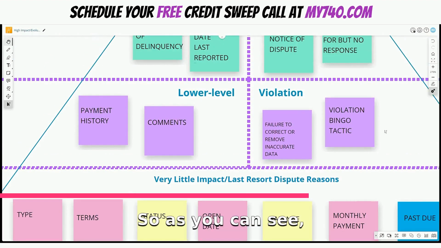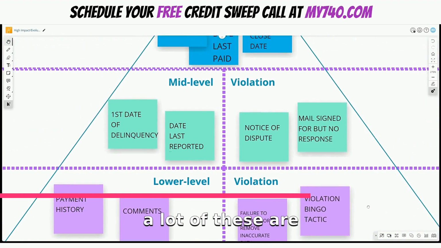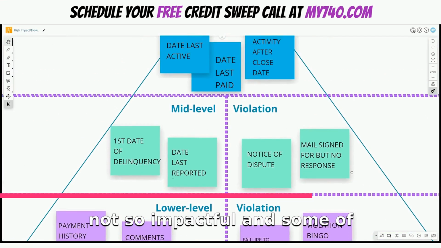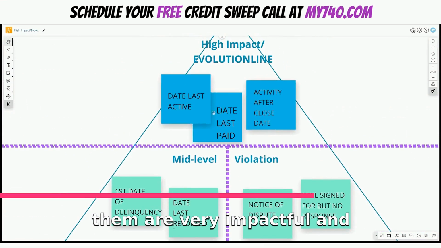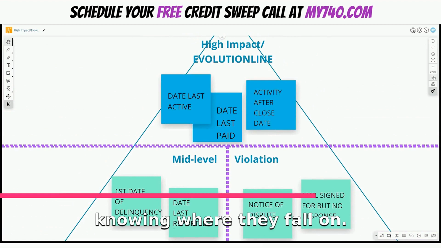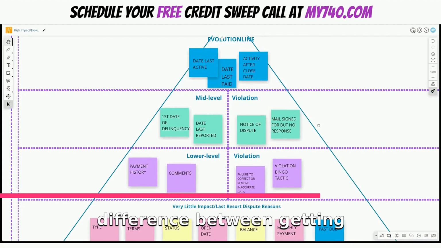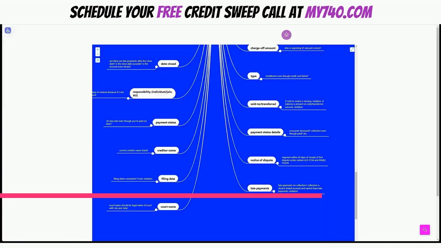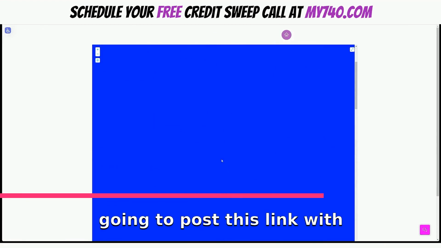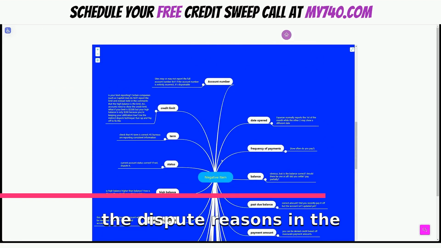So as you can see, a lot of these are not so impactful, and some of them are very impactful, and knowing where they fall on this pyramid is going to be the difference between getting results and not getting results.